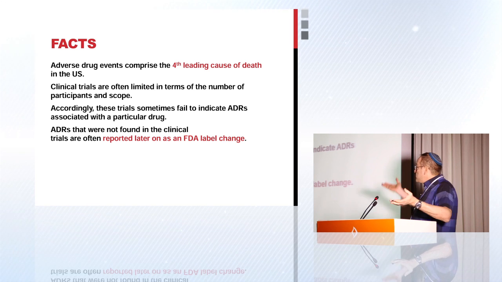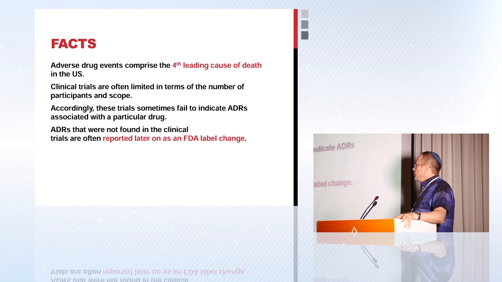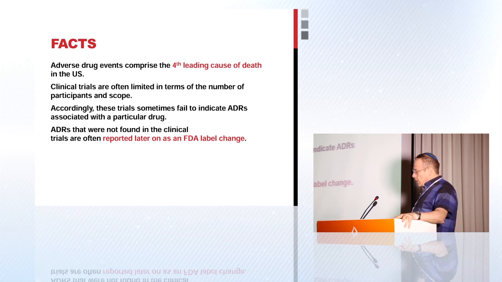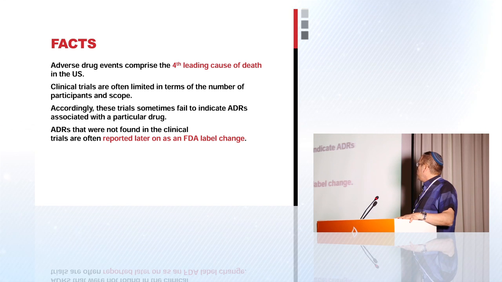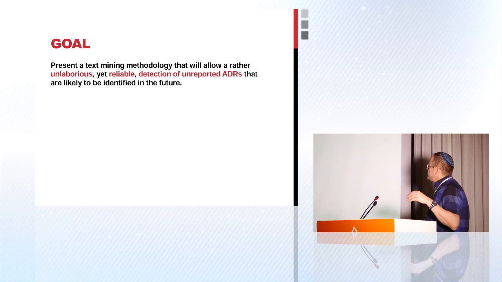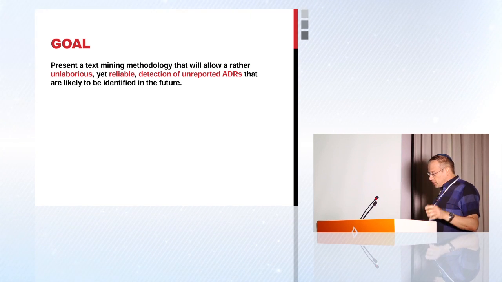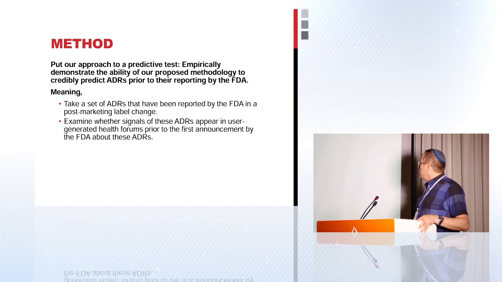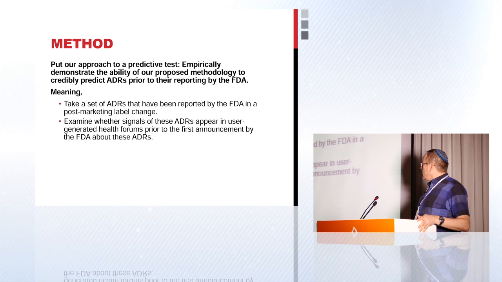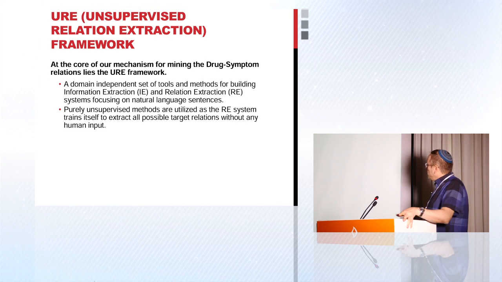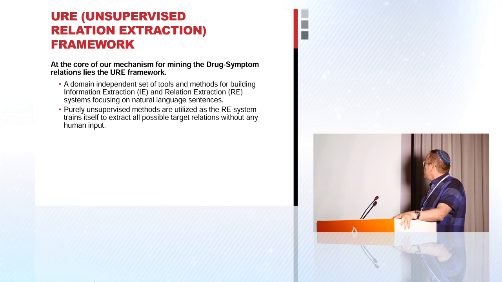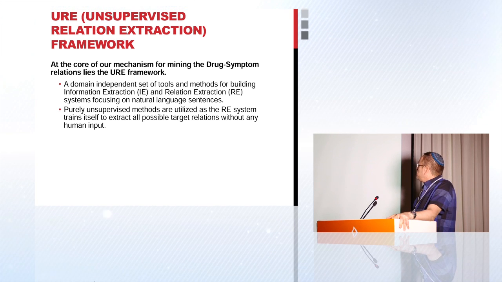But one of the problems is that the FDA really doesn't have a lot of information to make the changes way before the drug has already killed a few people. So the main idea is to use a text mining methodology that will be able to detect those ADRs way before the FDA does. So we are using the unsupervised relation extraction framework to learn all those relationships between drugs and symptoms from user forums.